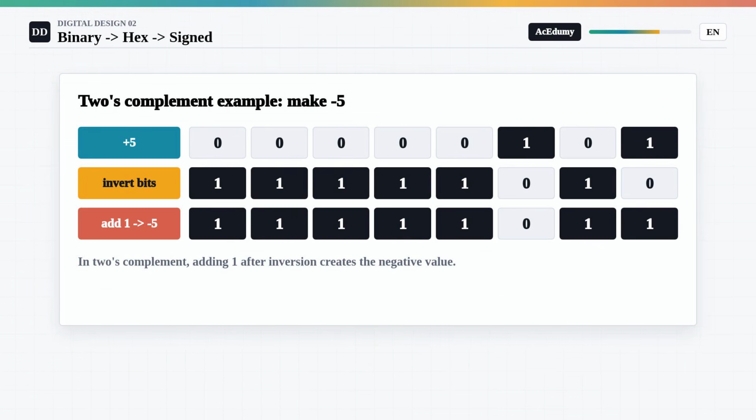Here is the quick 2's complement example. To represent +5 in 8 bits, write 00000101. To make -5, invert every bit: 11111010. Then add 1, giving 11111011. That is the 8-bit 2's complement representation of -5. The beauty is that addition hardware can stay simple. The same adder can add positive and negative values because the encoding was chosen to make arithmetic work.